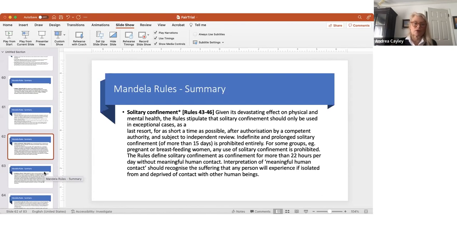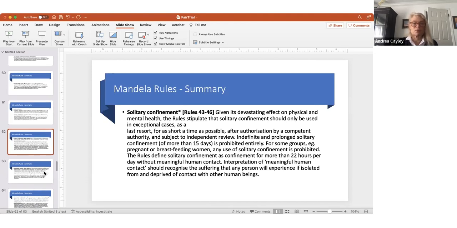Again, the rules on solitary confinement, going back to this because this is extremely important. It should not be more than 15 days. For some groups, women, especially if they're pregnant or breastfeeding, solitary confinement is prohibited under the United Nations rules. The rules define solitary confinement as confinement for more than 22 hours per day without meaningful human contact. Interpretation of meaningful human contact should recognize the suffering that any person will experience if isolated or deprived of contact with human beings.